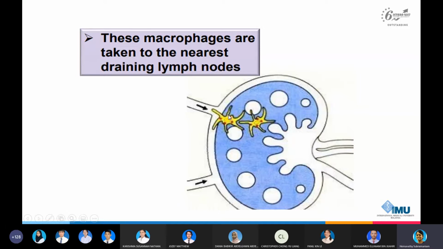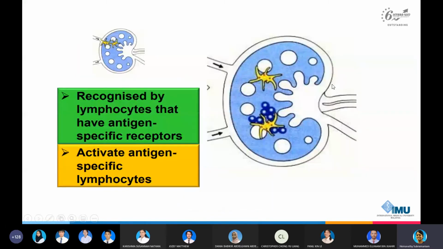Then here, recognized by lymphocytes that have antigen-specific receptors. Okay. You have your lymphocytes here. Right. So it will be recognized by lymphocytes that have antigen-specific receptors. The lymphocytes that have a specific receptor for this particular antigen. Okay.